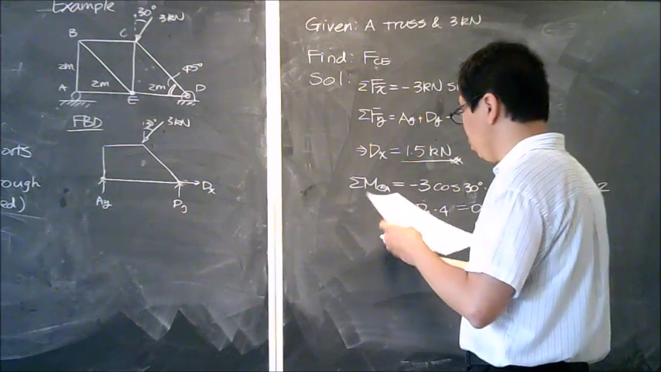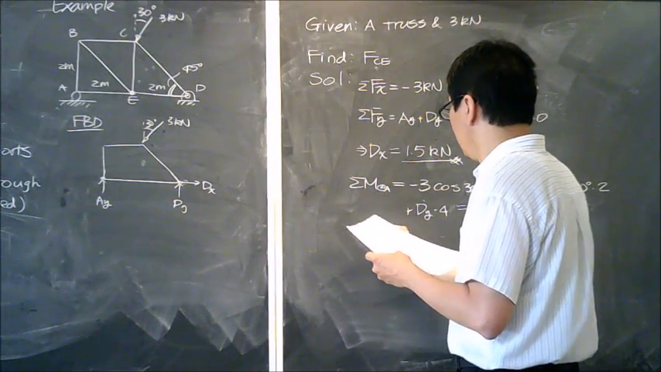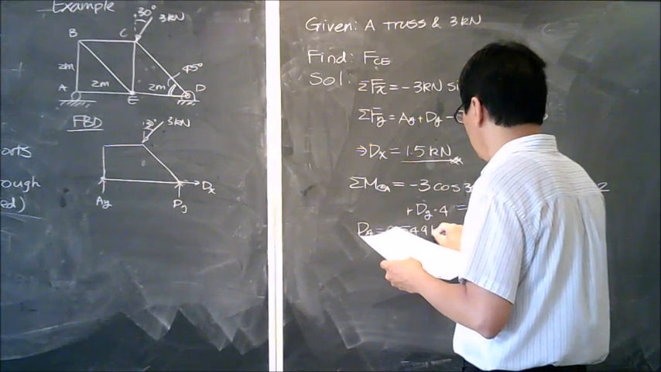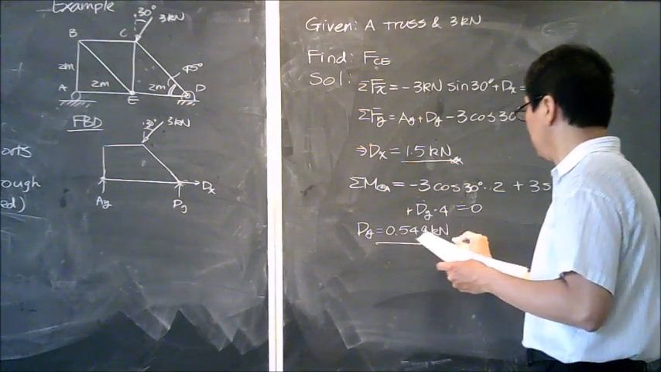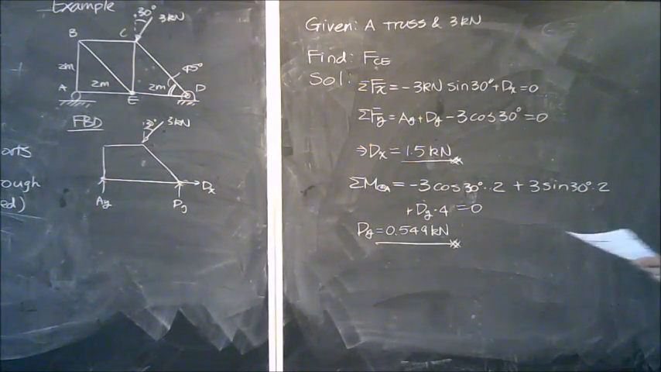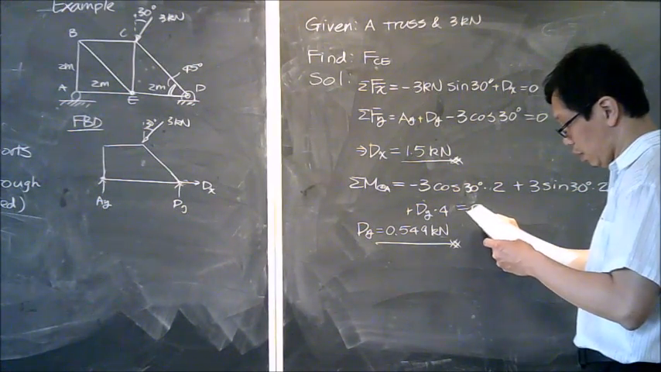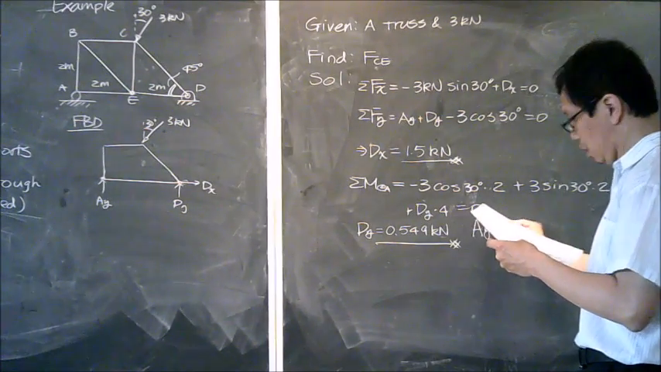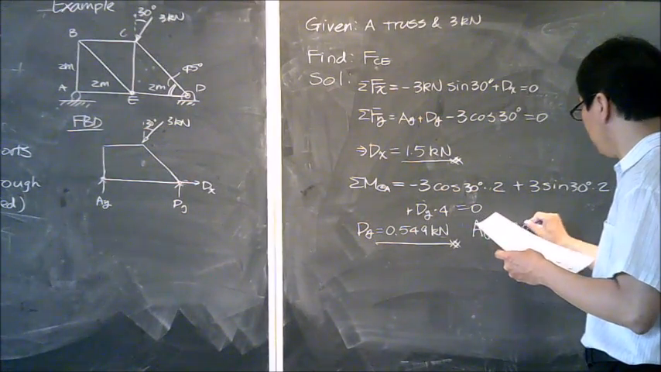You're going to get your dy equals 0.549 kilonewton, and your ay is going to give you 2.05.